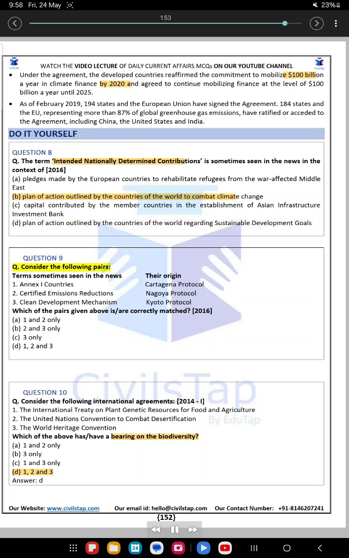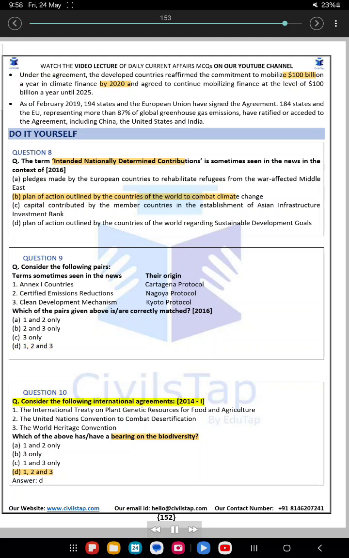Question 9. Q. Consider the following pairs. Terms sometimes seen in the news, their origin. 1. Annex I countries, Cartagena Protocol. 2. Certified Emissions Reductions, Nagoya Protocol. 3. Clean Development Mechanism, Kyoto Protocol. Which of the pairs given above are correctly matched? 2016. A, 1 and 2 only. B, 2 and 3 only. C, 3 only. D, 1, 2 and 3.